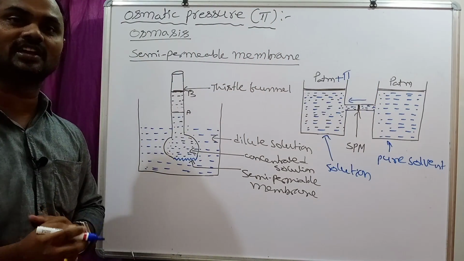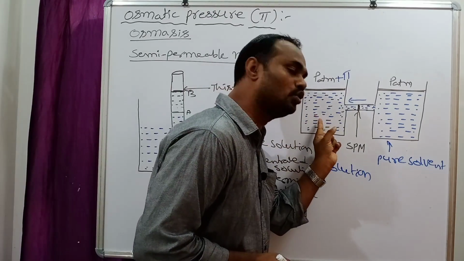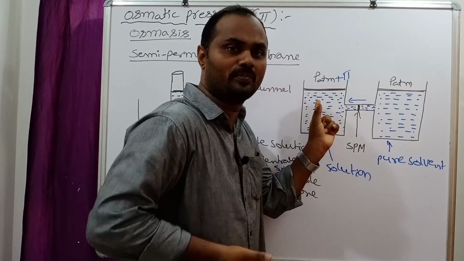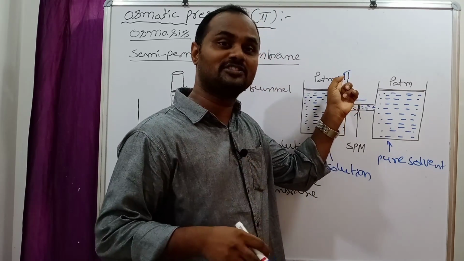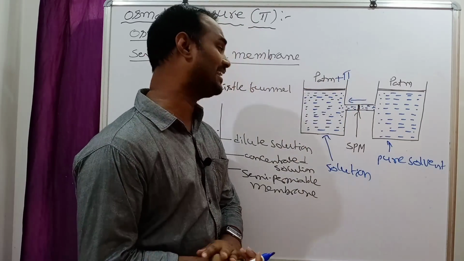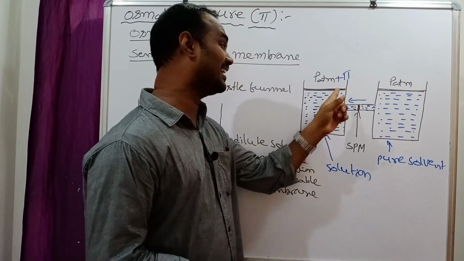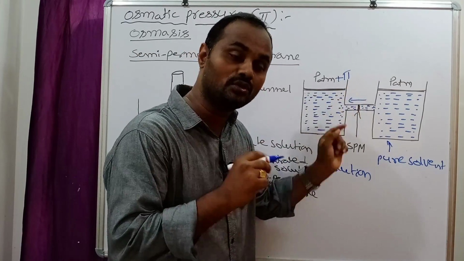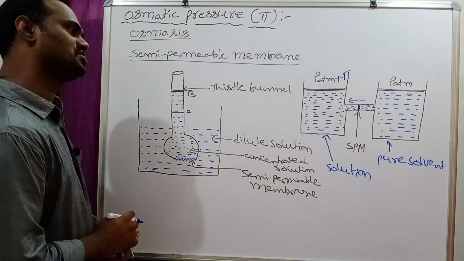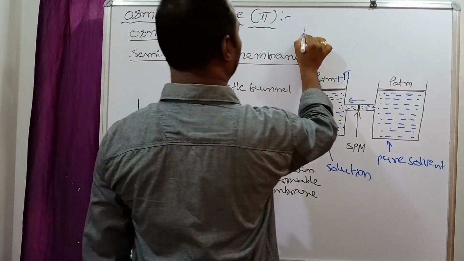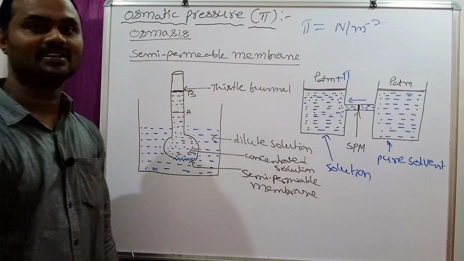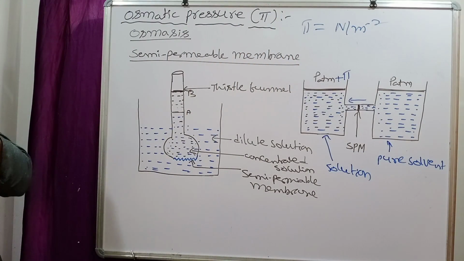Here that pressure is denoted with pi. This osmotic pressure only depends on the number of solute particles present in the solution. Is it clear? More solute particles means more external pressure, or osmotic pressure, is needed. So osmotic pressure is a colligative property. The reason is it depends on the number of solute particles present in the solution, but not on the nature of the solute. Is it clear? The SI unit of osmotic pressure is Newton per meter square.